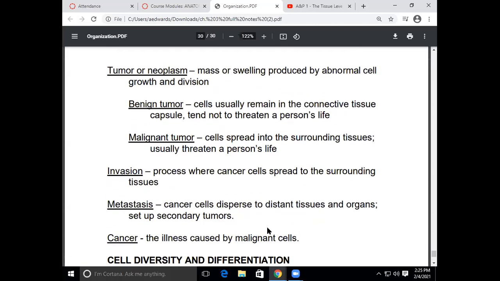All right, so some of that stimulation is good, some of that stimulation is bad. Typically tumors are bad. Another word for tumor is a neoplasm. It's just a mass or swelling that gets produced by abnormal cell growth or cell division. Tumors can be benign or malignant. If a tumor is benign, it just tends to be there, but it doesn't threaten the person's life. It typically remains in what we call connective tissue capsules, kind of stays where it is.